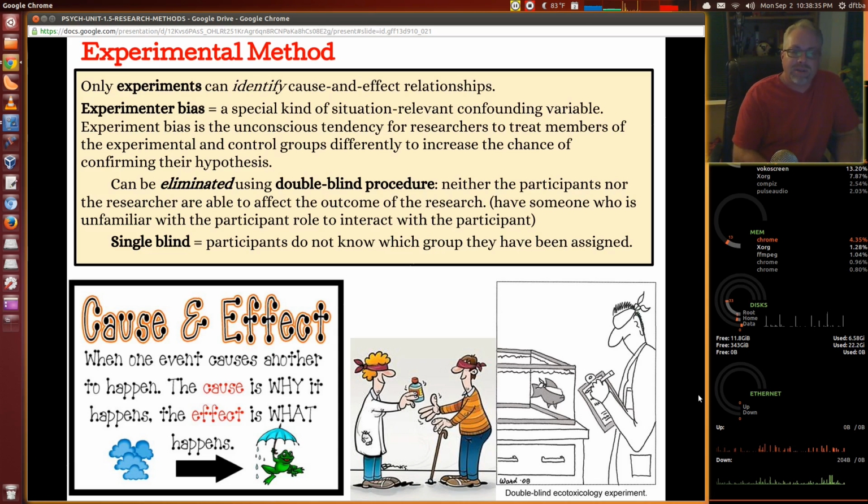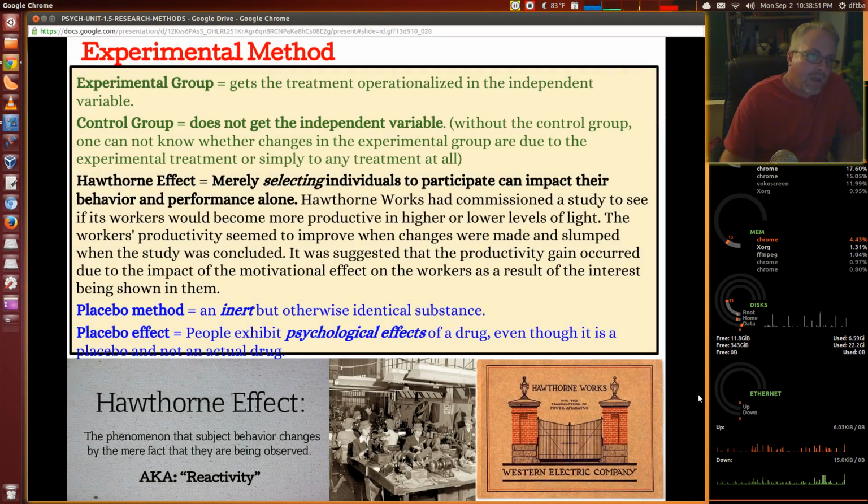This can be eliminated using the double-blind procedure. Neither the participant nor the researcher are able to affect the outcome because they don't know which group that the people are in. Single blind is just that the participants don't know which group they've been assigned. And another run through here of this, you get your experimental group and your control group, like we've mentioned before.